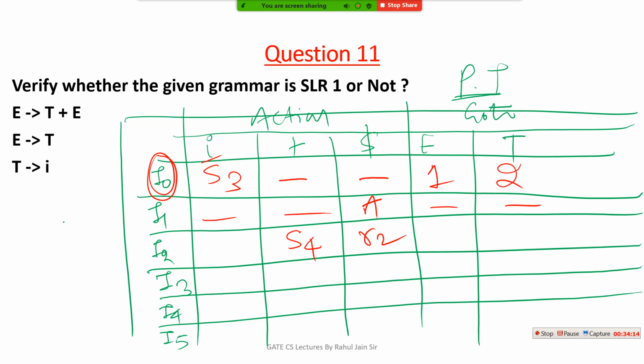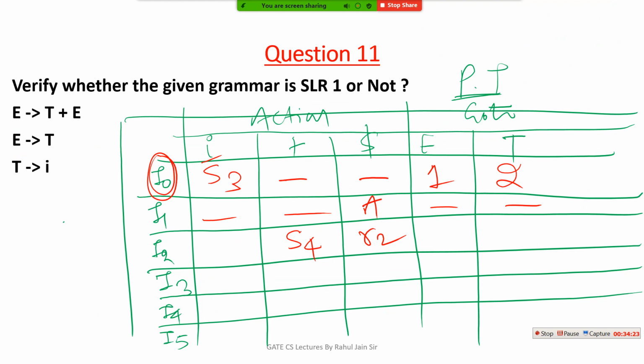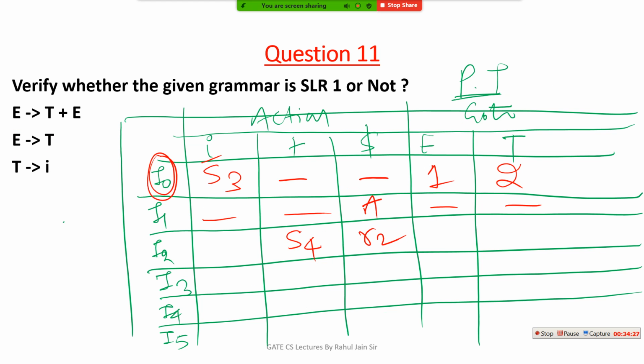So R2 will be reduced here. Okay, and I2 has two entries now. One is reducing T and one is moving to plus. It is clear. Two transitions now, so the remaining will be left blank.